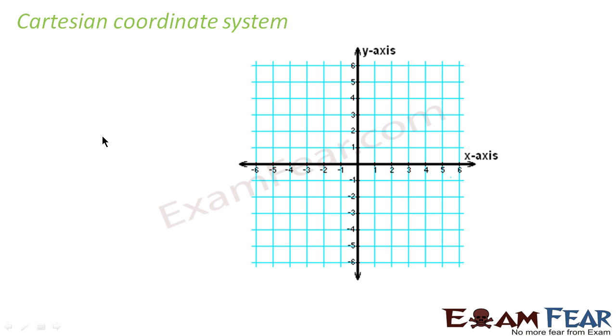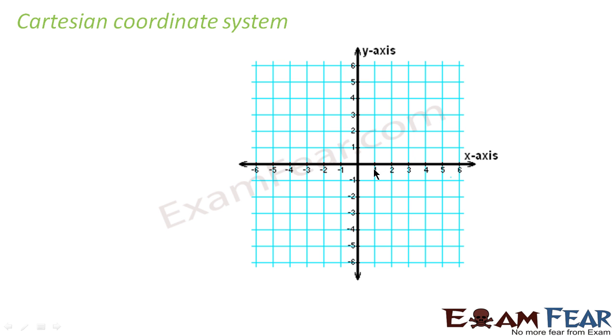So if this is the Cartesian coordinate system with x and y axis, all the points are equidistant on the x-axis. If this one is 1 centimeter, 2 will be 2 centimeter. The distance between 1 and 2 is 1 centimeter. The distance between 2 and 3 is also 1 centimeter. So whatever be the distance between 0 and 1, the same distance is there. The distance between consecutive points is the same.